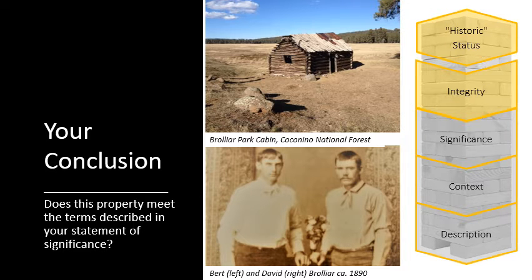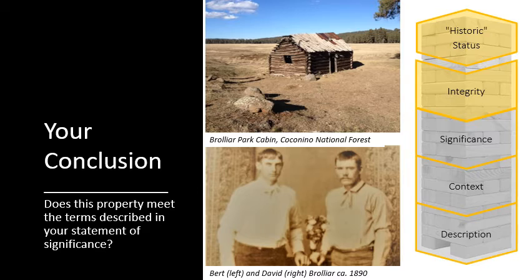This is the point at which we determine if the Jenga tower will stand. We have described the property's physical appearance and identified its specific history within a broader context. Now, we determine if the layers all fit together.